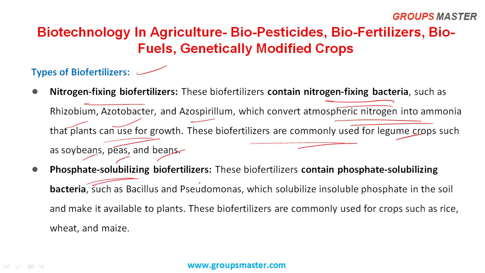Next type is phosphate solubilizing biofertilizers. These contain phosphate solubilizing bacteria such as bacillus and pseudomonas, which solubilize insoluble phosphate in the soil and make it available to plants. These biofertilizers are commonly used for crops such as rice, wheat, and maize.